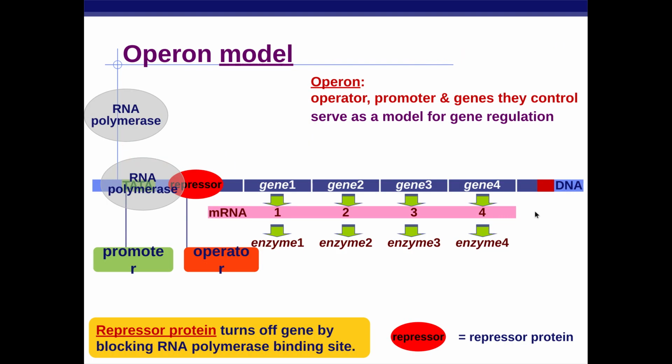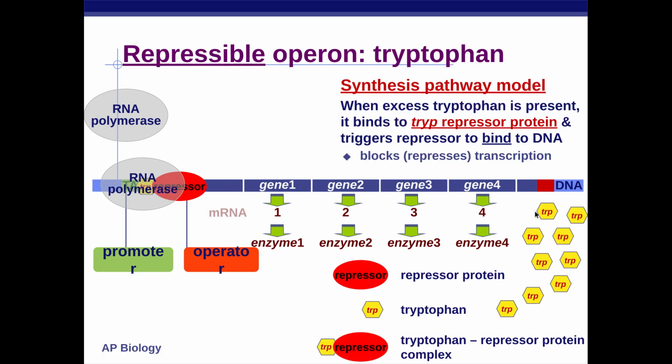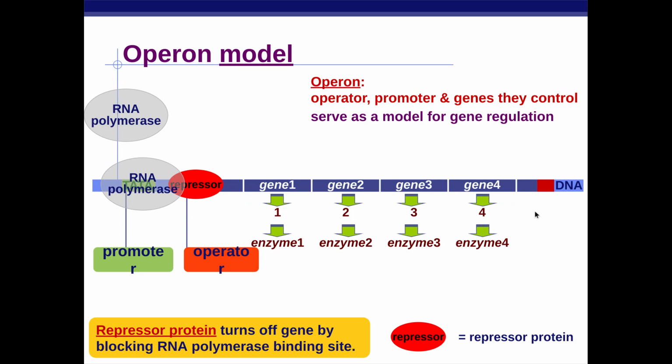So here we have an example. Let's go back here. We have these 4 genes, making these 4 different enzymes, and your RNA polymerase, because of transcription factor binding and everything, is going to come and bind to the promoter region. But then you see the repressor binding to the operator site, and therefore the RNA polymerase is blocked. So a repressor protein turns off genes by blocking RNA polymerase from moving forward with transcription.